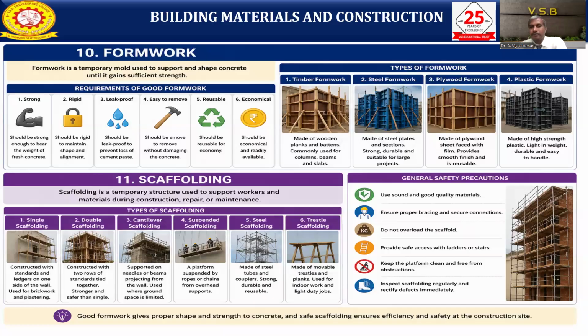Timber formwork: wooden planks and patterns commonly used for columns, beams, and slabs. Steel formwork is made of steel plates and sections. It is strong and durable and suitable for large projects. Plywood is used for another type of formwork. Sheets are faced with a frame. It provides a smooth finish and is reusable.